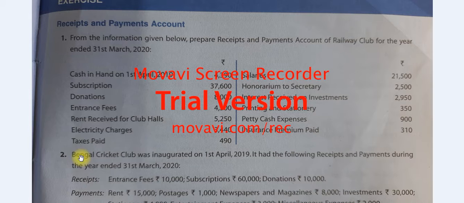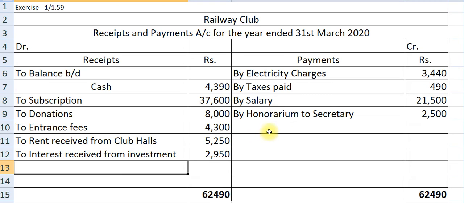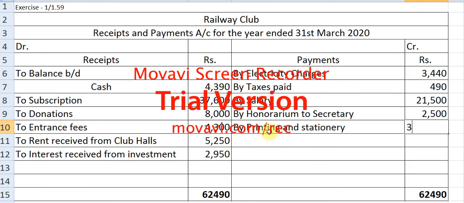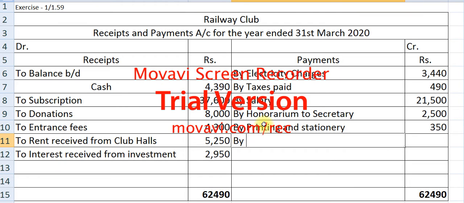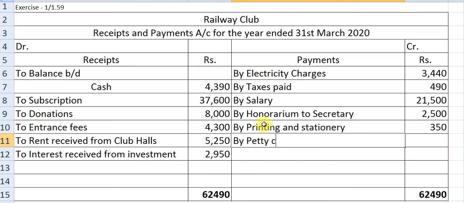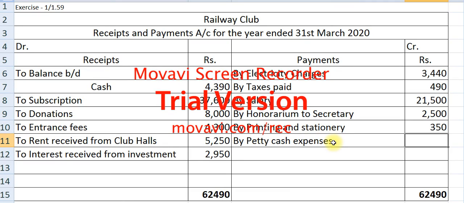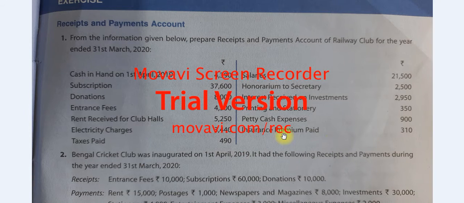2,950. Next, printing and stationery. So printing and stationery is a payment expenditure. So by printing and stationery, 350 rupees. Next, petty cash expenses. So expenses, payments, petty cash expenses, 900.